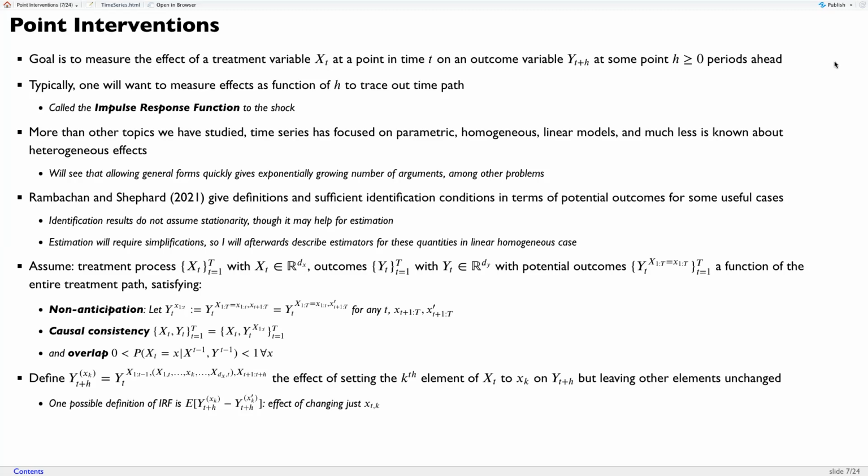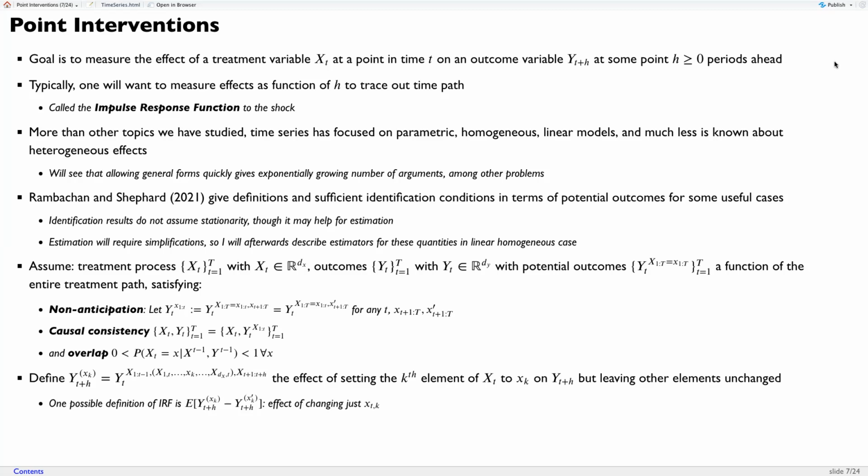And so we assume a treatment process x_t, d_x dimensional, t equals 1 to T, outcome process y_t, t equals 1 to T, d_y dimensional, and we'll have potential outcomes where y_t depends on the entire sequence of x_t. So x_{1:T} equals little x_{1:T}. Recall that this is the notation for a sequence of treatments. And we'll impose a few assumptions that are the time series versions of the standard assumptions for treatment effect estimation.